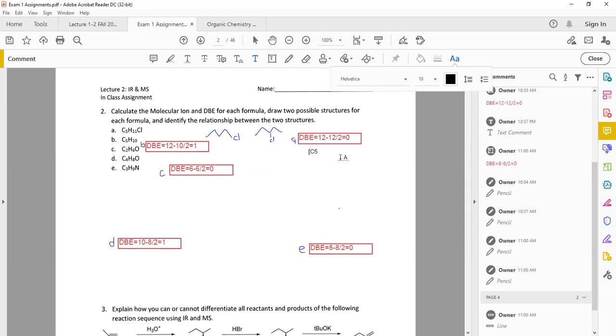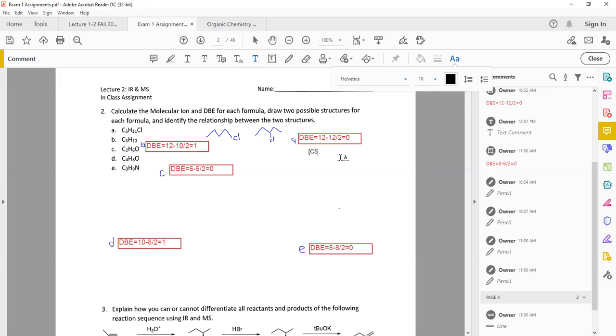So you need to use the brackets, always use the brackets, because that is the correct way to write down the molecular ion format, okay? So you use the brackets and you need to use the positive sign and the dot for the radical.